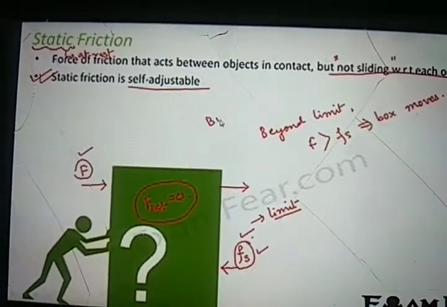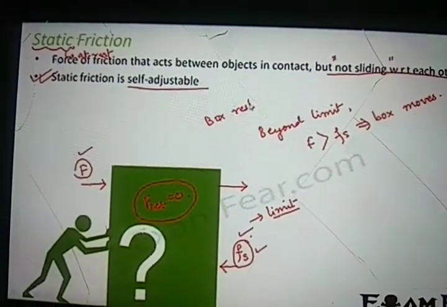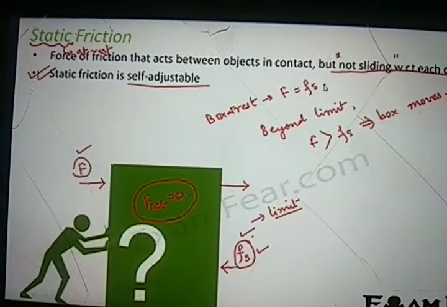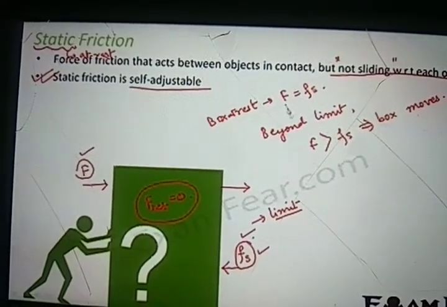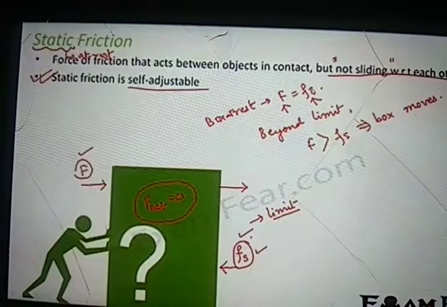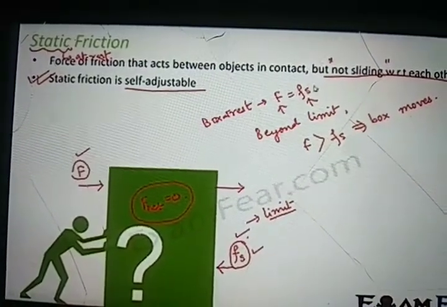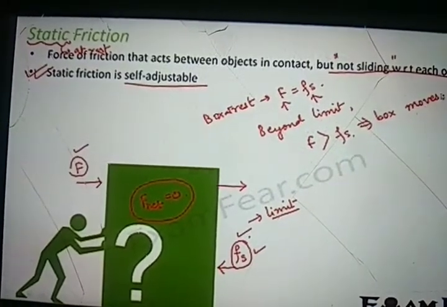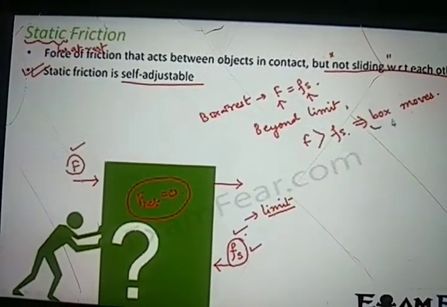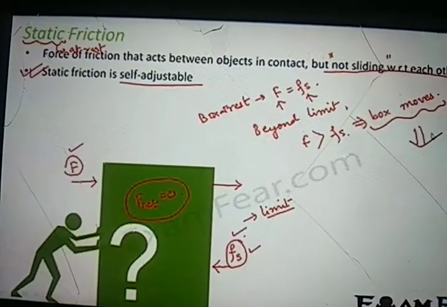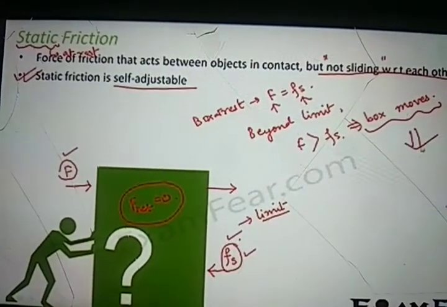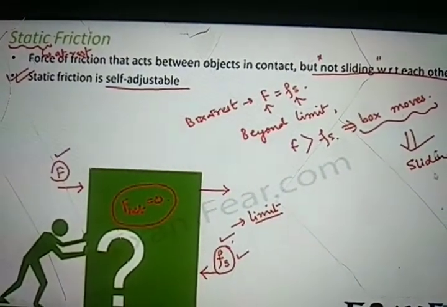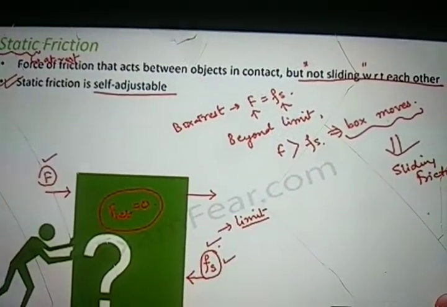And before this, what happened? The box is at rest, because capital F is equal to Fs. Now as you increase F, Fs also increases up to a certain limit, beyond which it cannot be increased, and if F is greater than Fs, then the box moves. So once the box starts moving, then you do not have the concept of static friction anymore. That is the friction which is called the sliding friction.